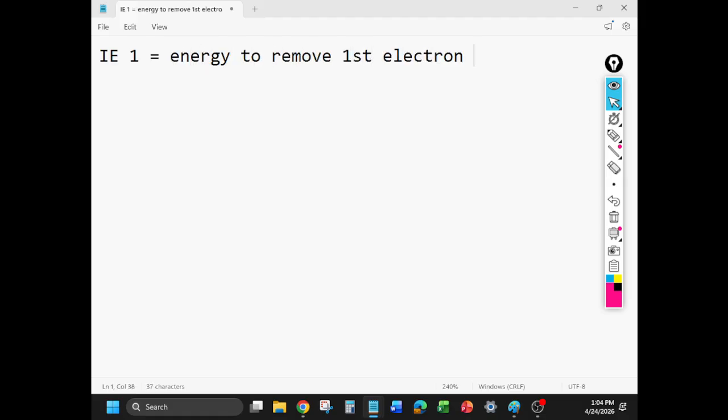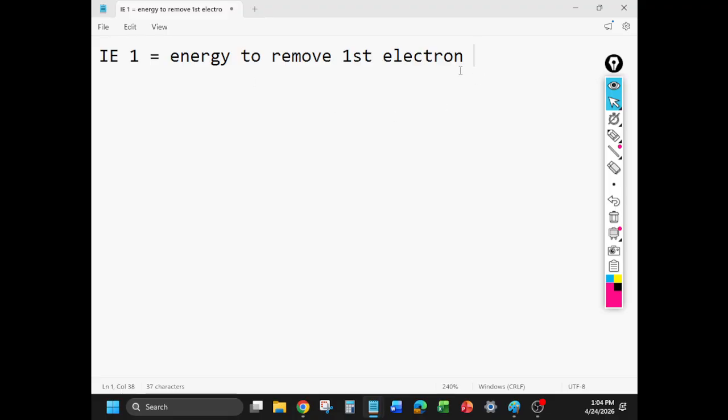Okay, and first ionization energy is pretty simple. It's just the energy required to remove the first electron from an element. So if you've got an element and you remove one electron, it's how much energy it takes. How much effort does it take to remove one electron?